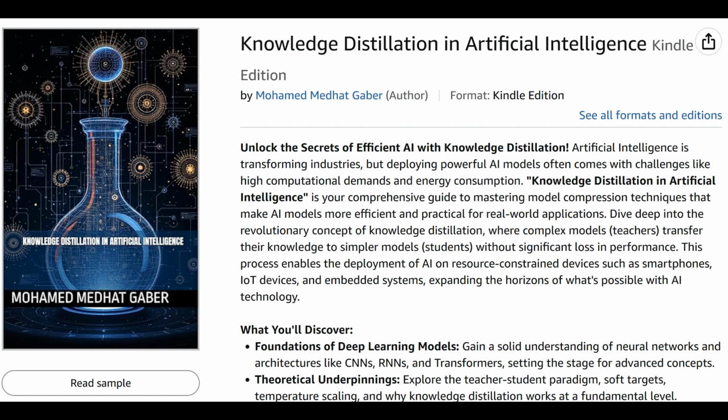Common troubleshooting tips. Overfitting the student is common, especially if it's much smaller or data is limited. Regularization, maybe more sophisticated distillation losses, or careful hyperparameter tuning can help. Sometimes the student just fails to learn effectively. You might need to check layer alignments, loss calculations, or learning rates. Using tools like TensorBoard to visualize training curves and activations is invaluable for debugging. Don't be afraid to iterate.